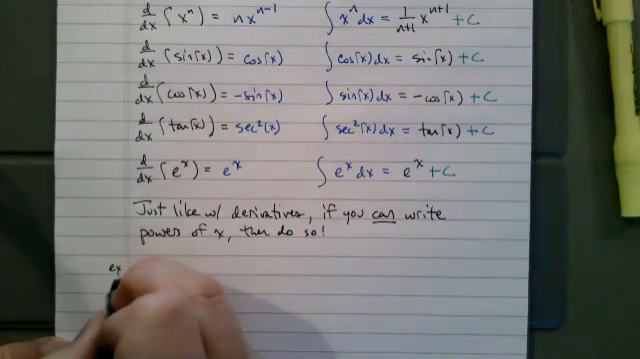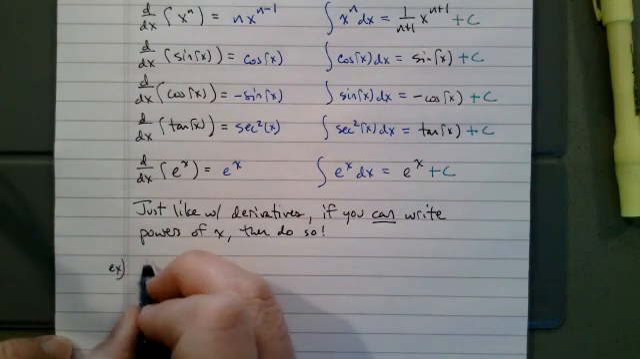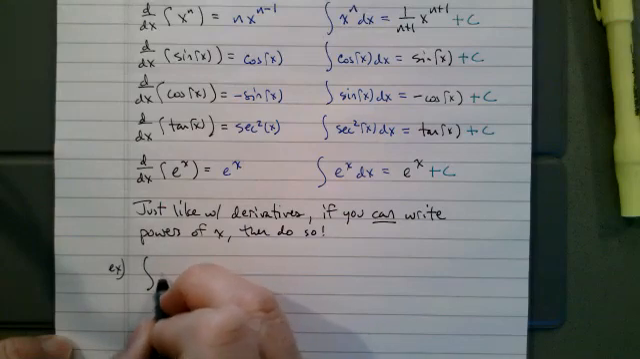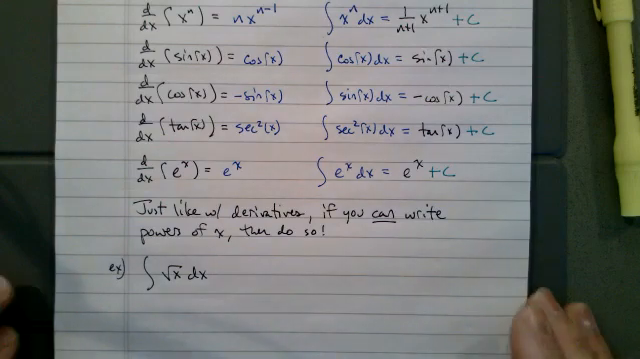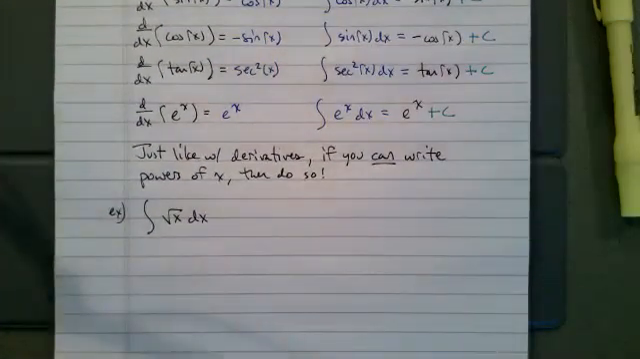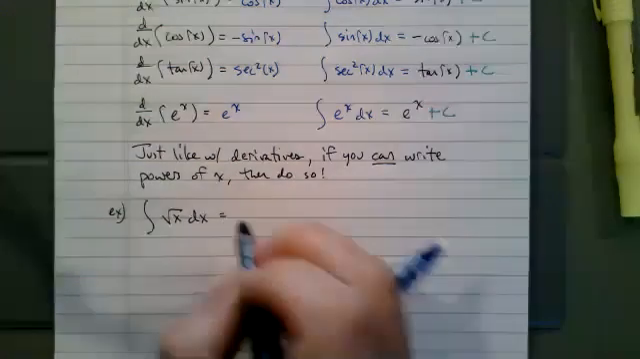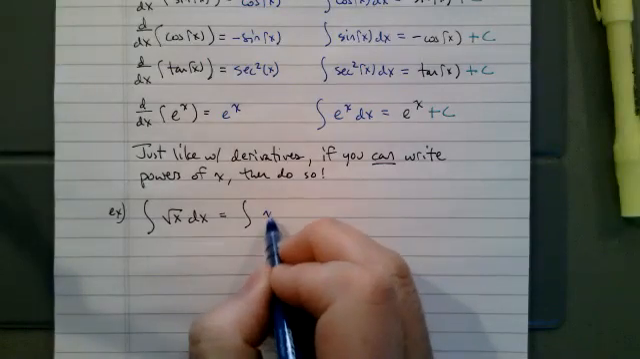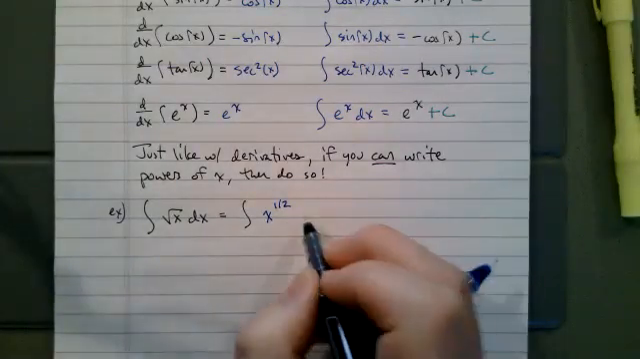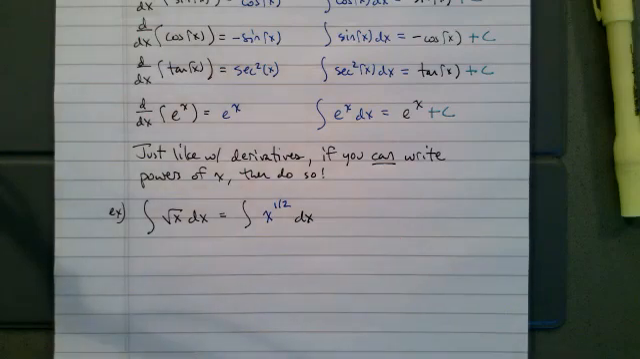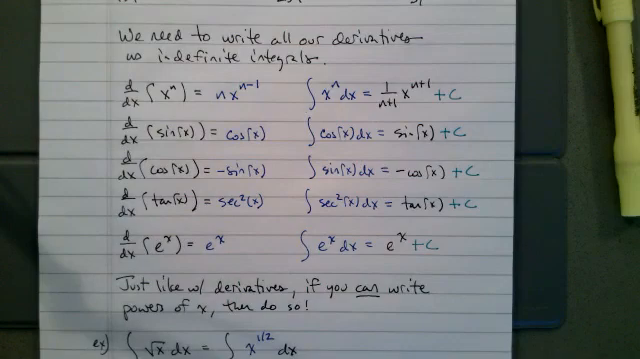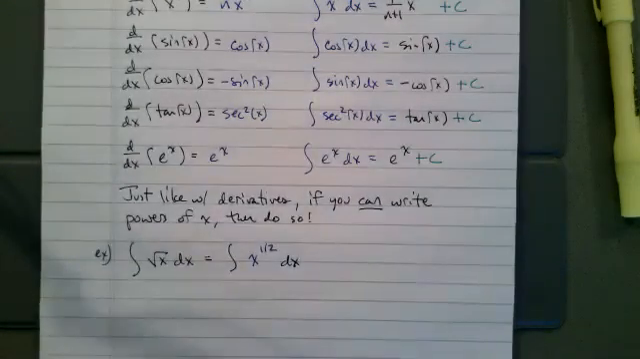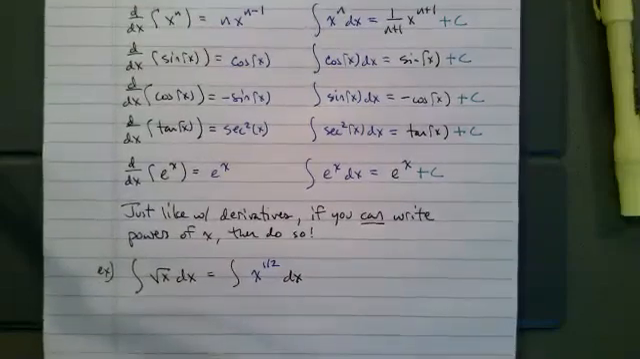So for example, if we wanted to integrate, let's say, the square root of x dx, if we can write this as powers of x, then we should, because then it'll tell us what rule to use. So I should rewrite the square root of x as x to the 1/2 power. And then we can apply the rule that I just hid from everybody: add 1 to the exponent and divide by the new exponent.